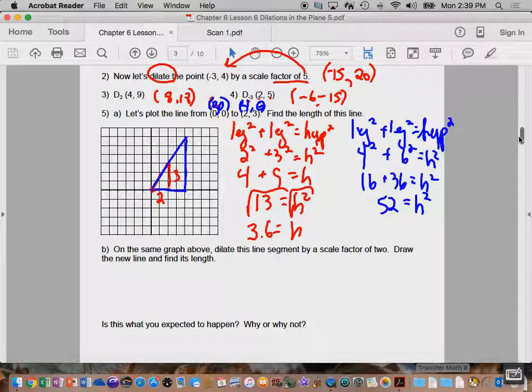I think you get that h is 7.2. Yeah. So notice the length also got twice as big.